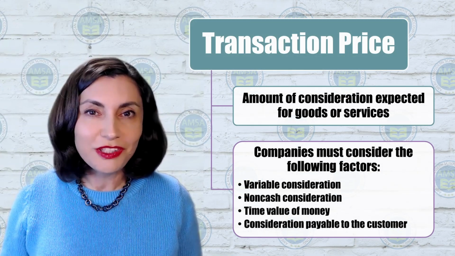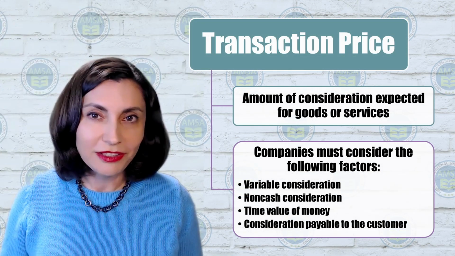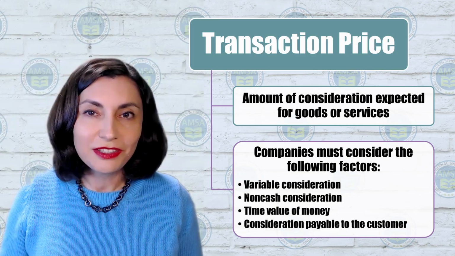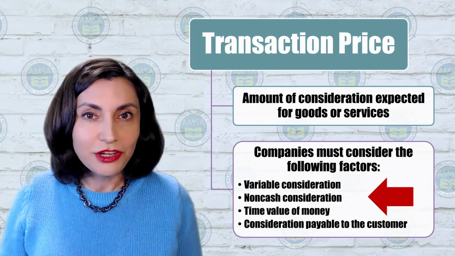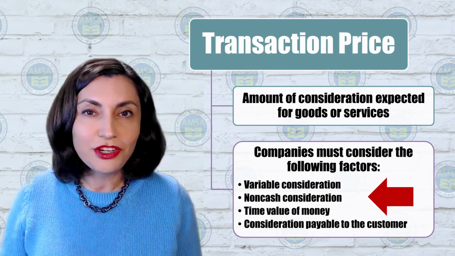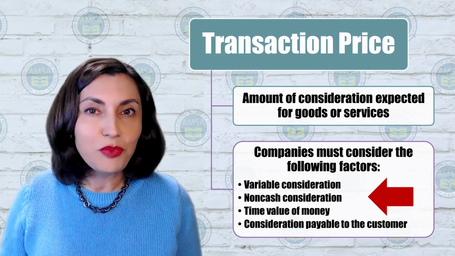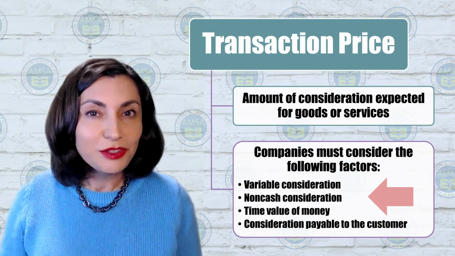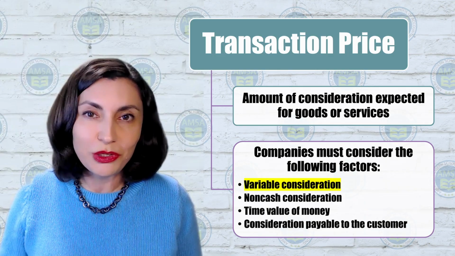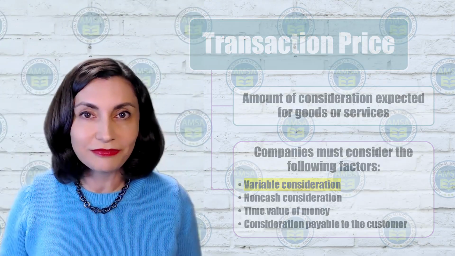However, at other times, things become a bit more complicated. Companies must consider variable consideration, non-cash consideration, time value of money, and consideration paid or payable to the customer. Today, we are focusing on the big one, variable consideration. In these cases, the company estimates the amount of variable consideration it will receive from the contract to determine the amount of revenue to recognize.